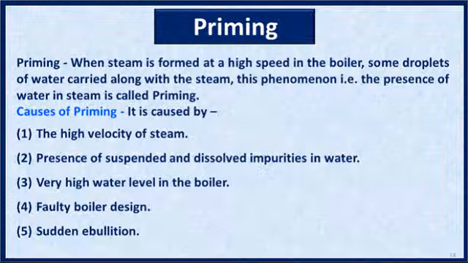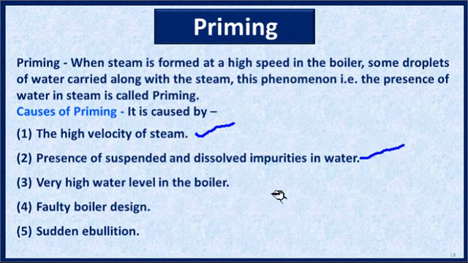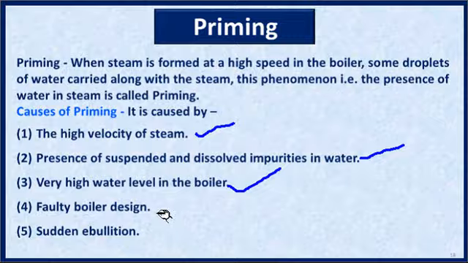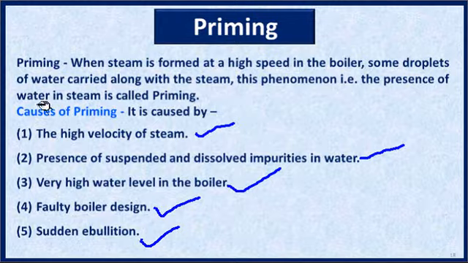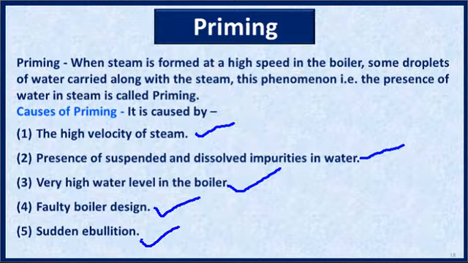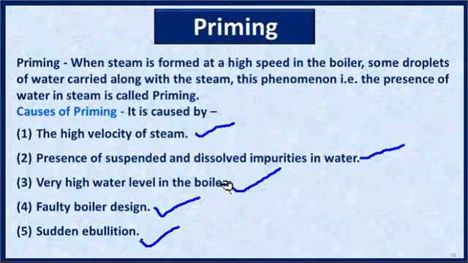What are the causes of priming? High velocity of steam. Second, the presence of suspended and dissolved impurities in water. Very high water level in the boiler. Faulty boiler design and sudden ebullition. These are the causes of priming. That means these are the causes due to which wet steam is formed.